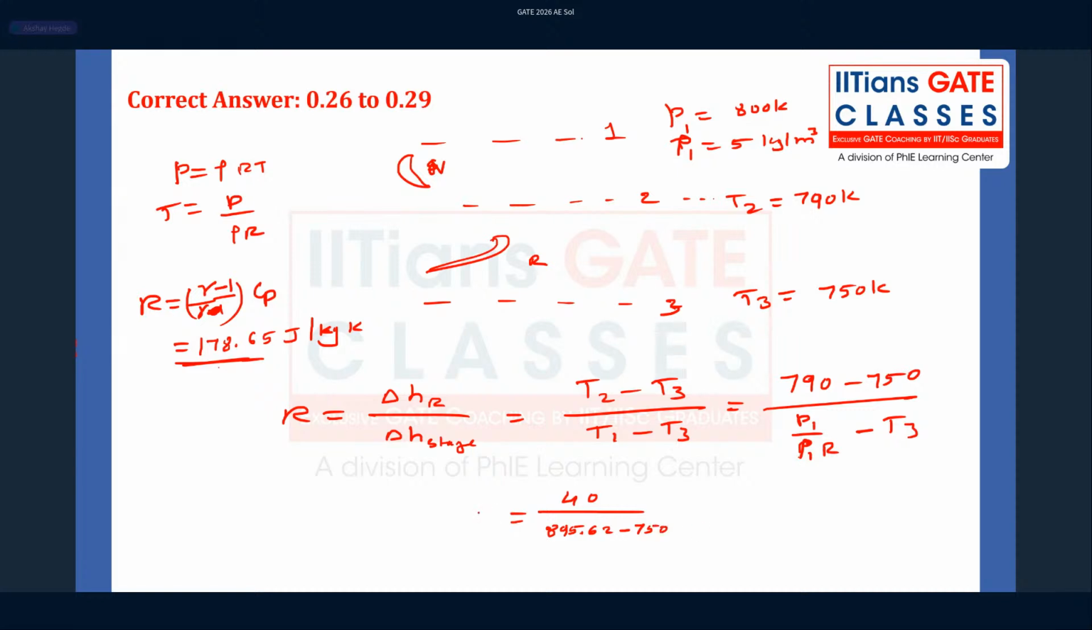So that is my degree of reaction. It turns out to be approximately 0.275, and rounding to 2 decimal places it is approximately 0.28. So we're in the range.